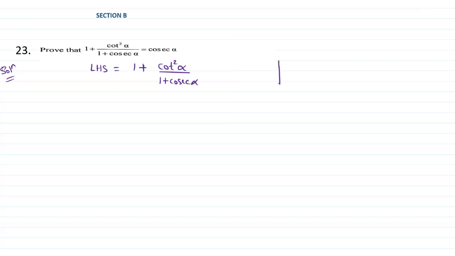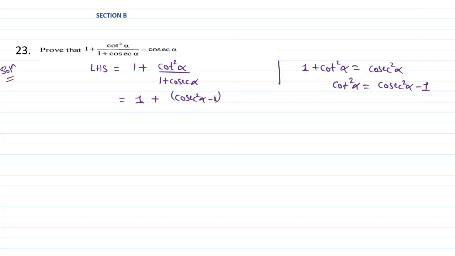With the help of identities, 1 plus cot square alpha is equal to cosec square alpha. Therefore, cot square alpha is equal to cosec square alpha minus 1. Put the value of cot square alpha here, that is 1 plus (cosec square alpha minus 1) divided by 1 plus cosec alpha.